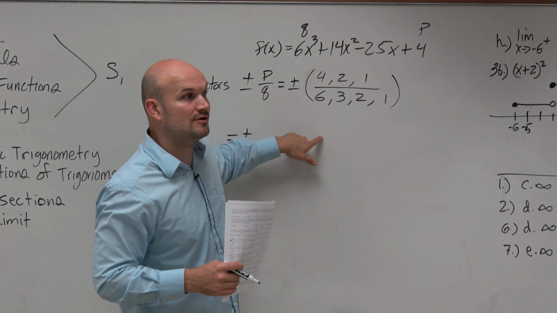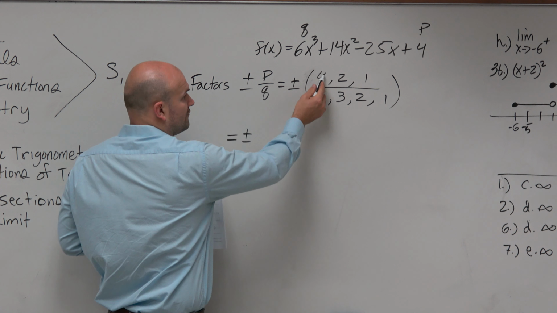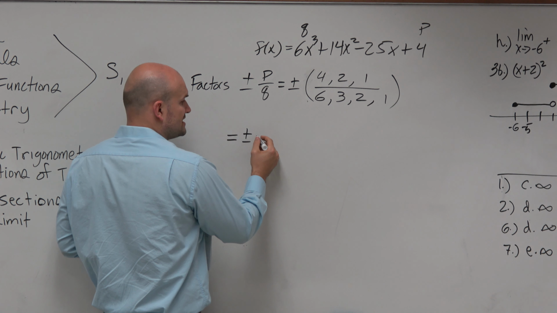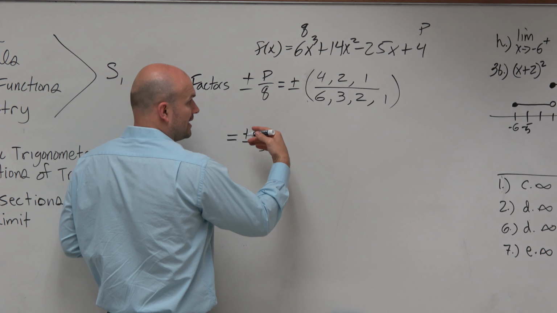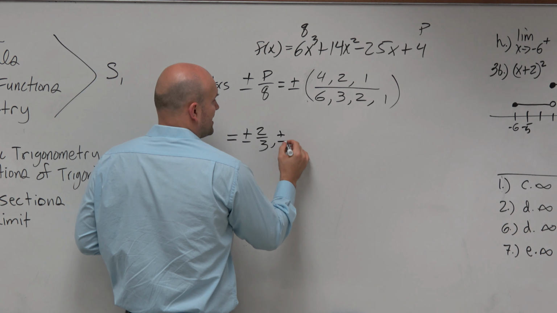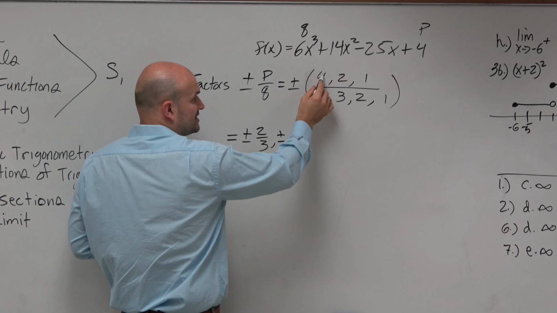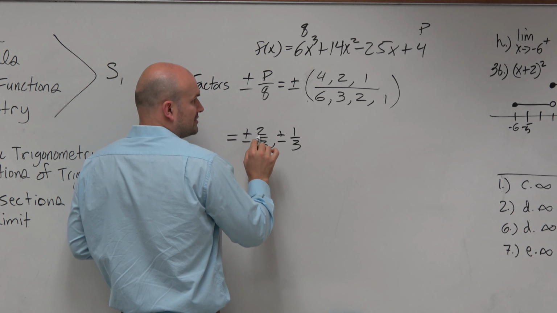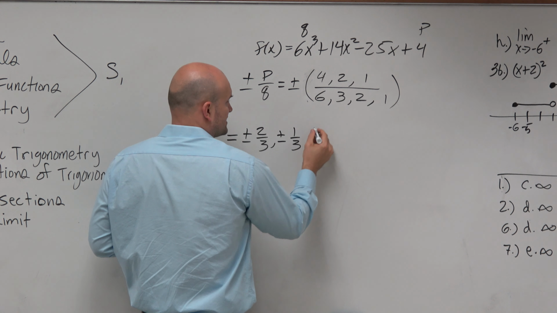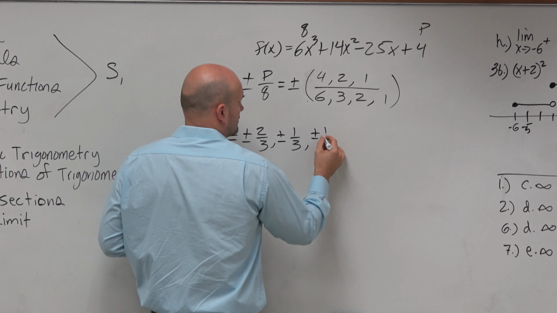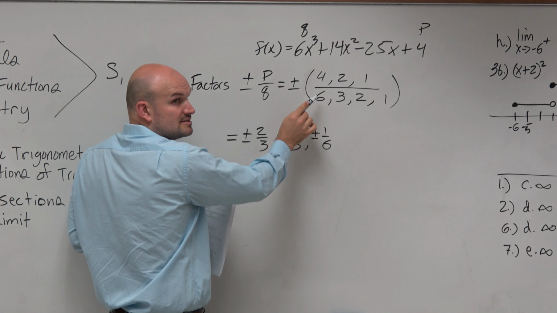Do you want me to write it out, or do you want me to do the simplified version? OK, so 4 over 6 reduces down to 2/3. I'm doing that in my head. Comma, plus or minus 2 over 6 reduces to 1/3. So what I'm doing is 4 over 6, wrote it down reduced. 2 over 6, wrote it down reduced. 1 over 6, done. So I did all the numerators over 6.